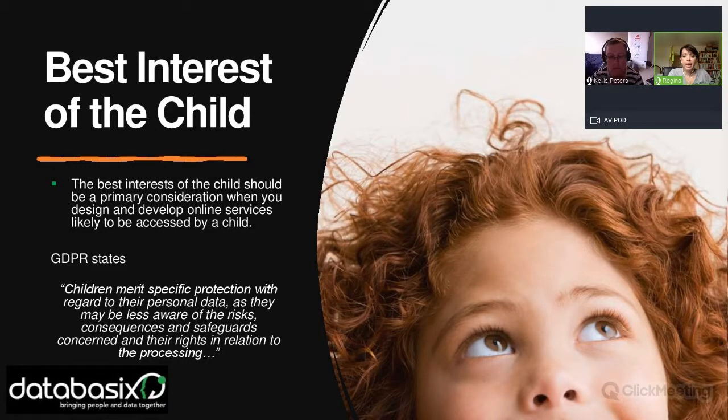So looking at what the best interests of the child refers to, because again, you can consider, well, what does that actually mean? It needs to be a primary consideration, and I imagine it's no accident that this is the first listed in the list of standards that you need to adhere to. You need to be thinking about it from the outset, when you are developing online services that are going to be accessed, or could be accessed, by children: what are the interests of the child, and how do we protect them?